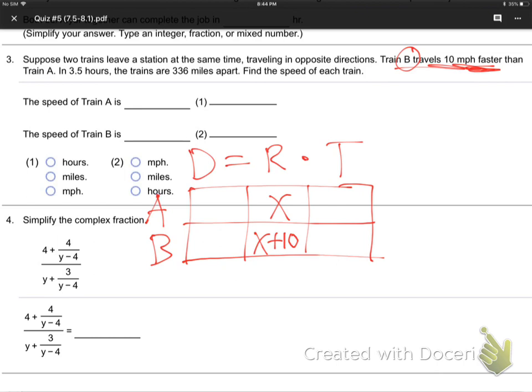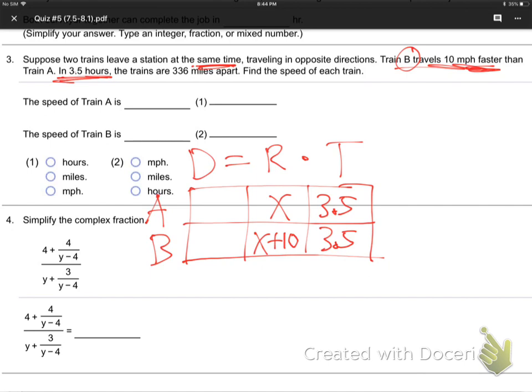In 3.5 hours, that's distance, rate, or time? That's time. And that's for both trains, right? Both trains start at the same time, and they travel for 3.5 hours. So that's the time both trains travel. They both travel for 3.5 hours. Right? They start at the same time, and they're going in opposite directions.